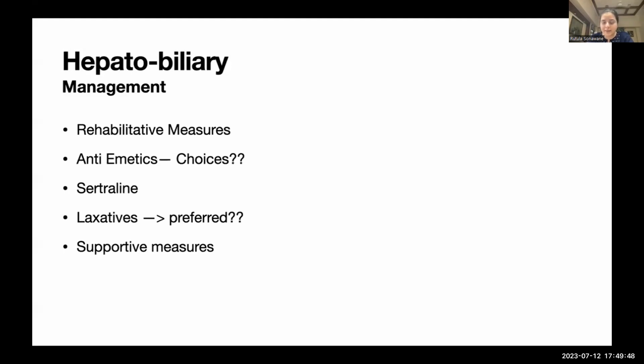What about the antiemetics? What would be your antiemetic of choice in patients with nausea because of raised, let's say, bilirubin, deranged LFTs? What would be your antiemetic of choice and why? What do you normally give, suppose, for a patient with deranged LFTs?